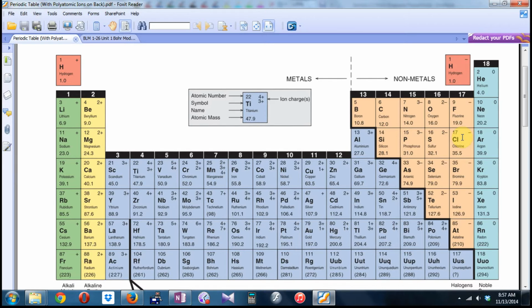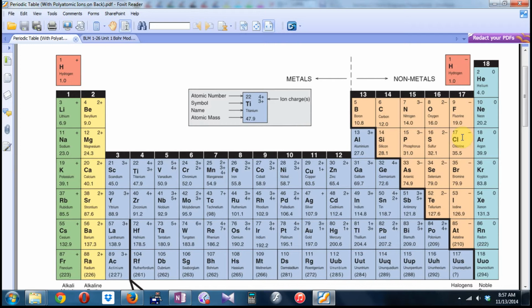It could either lose 1, 2, 3, 4, 5, 6, 7 electrons, because it has 7 electrons in its valence shell. Or, to get a full valence shell, it could gain 1. What's easier? Gain 1. Chlorine is going to gain 1 electron.